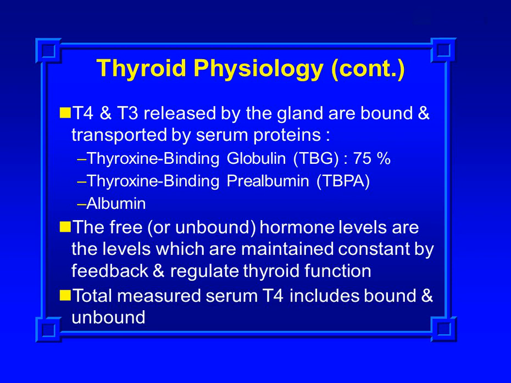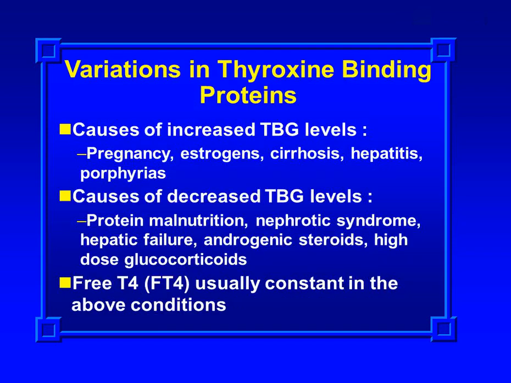Thyroid physiology, continued. T4 and T3 released by the gland are bound and transported by serum proteins. Thyroxine-binding globulin, TBG, 75%. Thyroxine-binding prealbumin, TBPA. Albumin. The free, or unbound, hormone levels are the levels which are maintained constant by feedback and regulate thyroid function. Total measured serum T4 includes bound and unbound hormone, and varies with thyroxine-binding proteins.